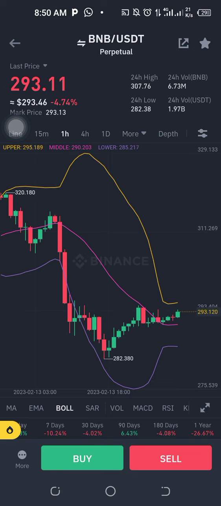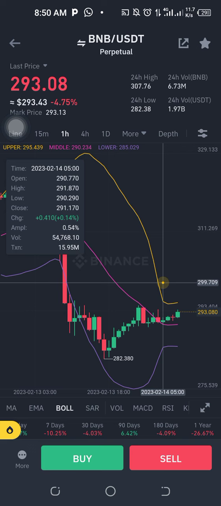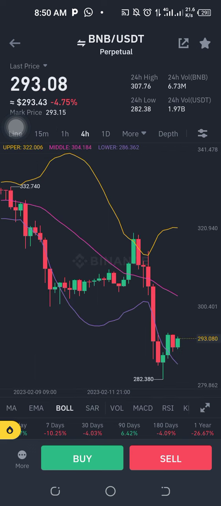The 1 hour time frame is actually almost longing on the 4 hours time frame also. So I may decide to come back to my 4 hours time frame and click on it. Now it's giving me an indication that I need to buy at this point. So this is how I use this on futures trading.